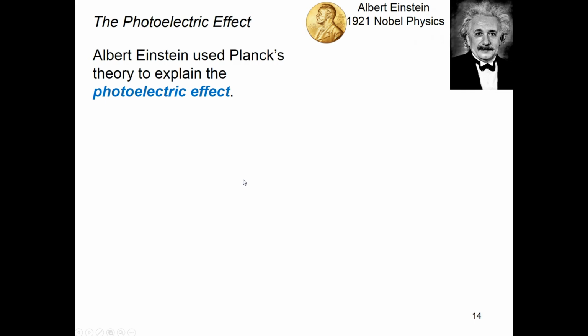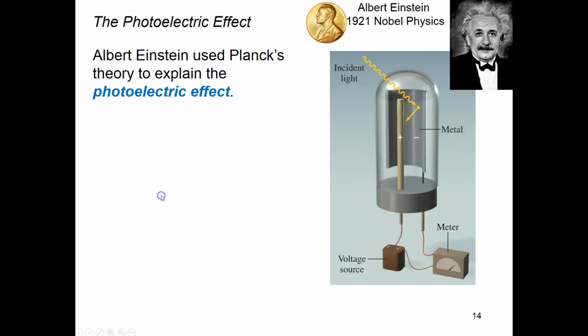And so Einstein used Planck's theory to explain the photoelectric effect. And for this, he won the 1921 Nobel Prize in Physics.